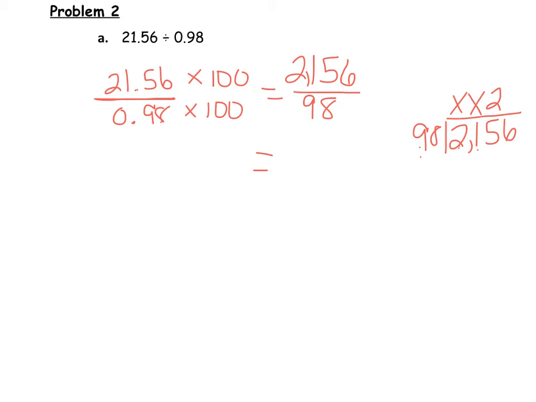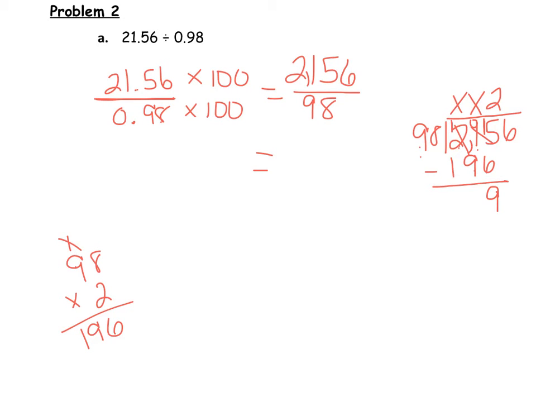So I can do, over in my little toolbox, like we used to do in Module 2, 2 times 8, 16, carry the 10, 2 times 9, 18, plus 1, 19. So 2 times 98 is 196. Subtract. I have to borrow. So that 1 in the tens becomes a 0, and ones becomes 15. 15 minus 6 is 9. I can't do 0 minus 9, so I got to borrow.